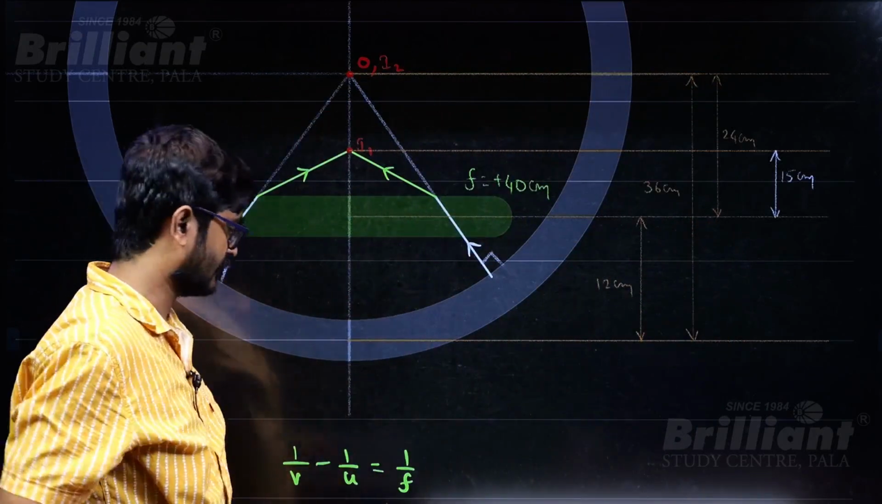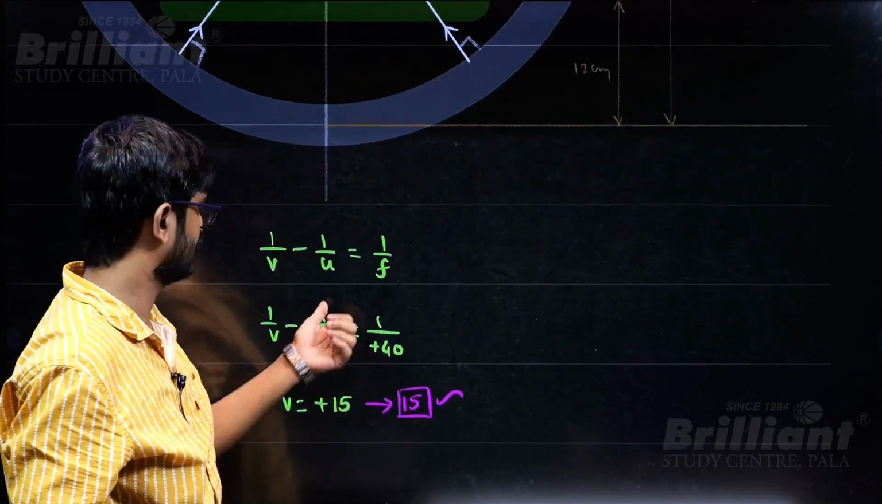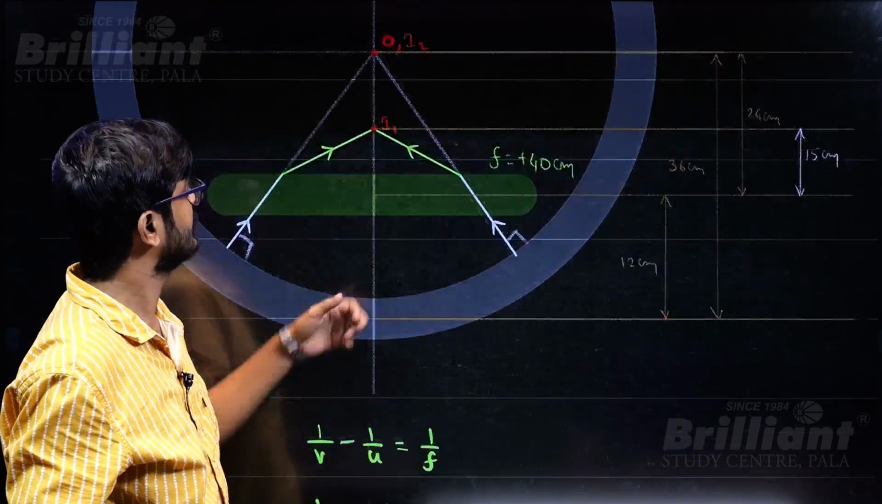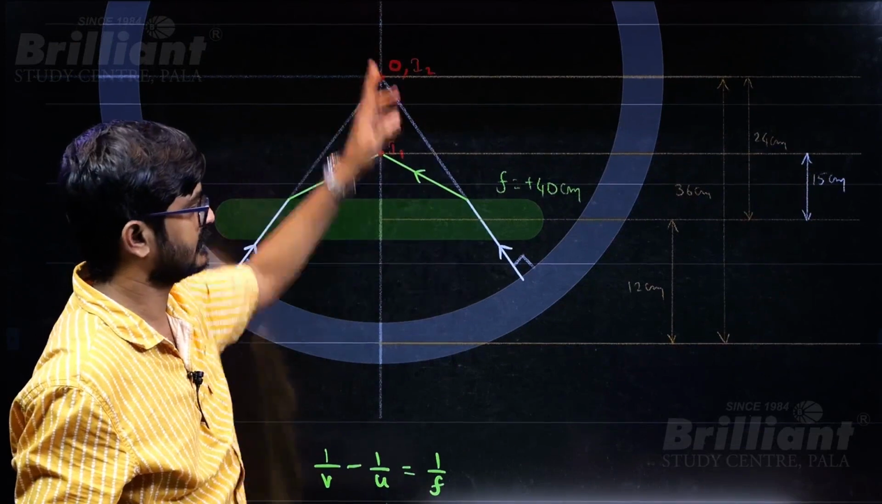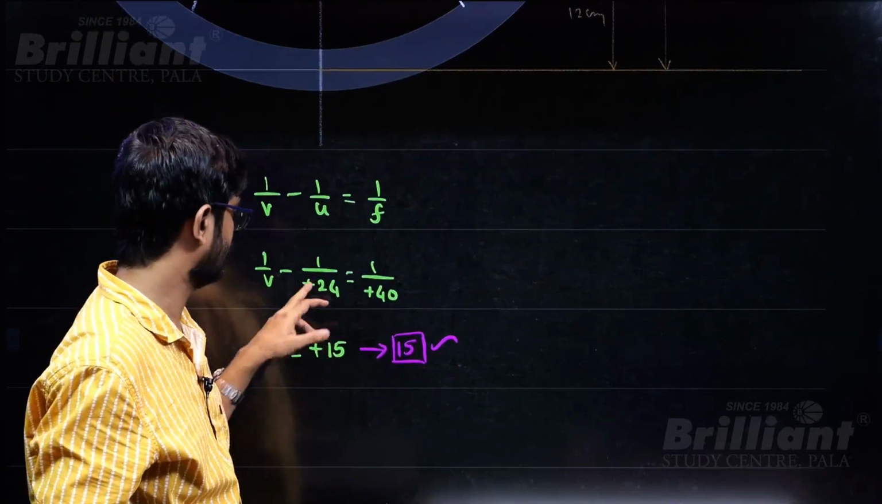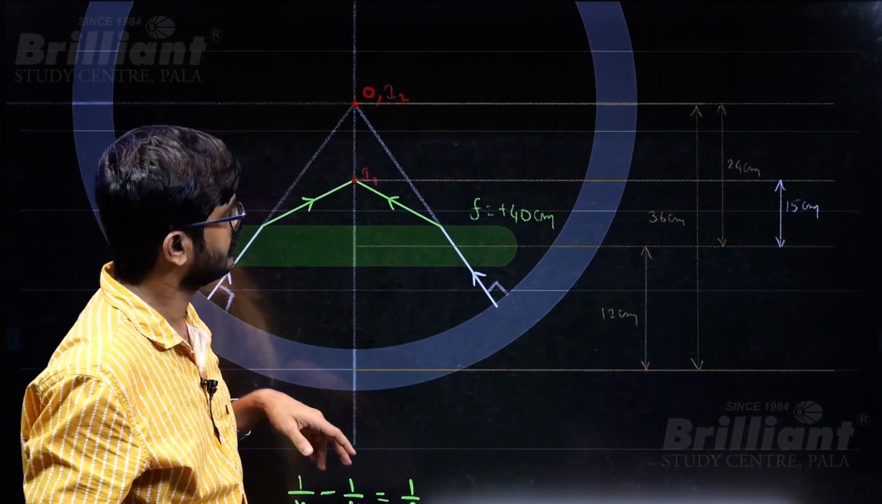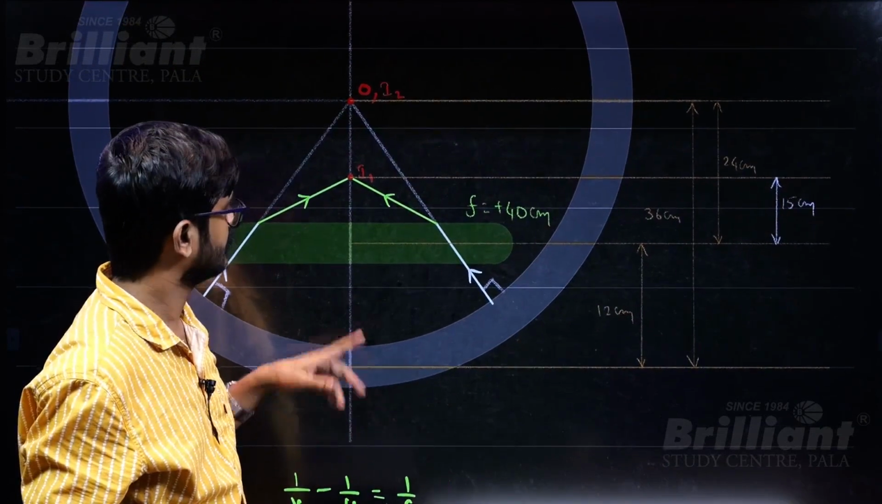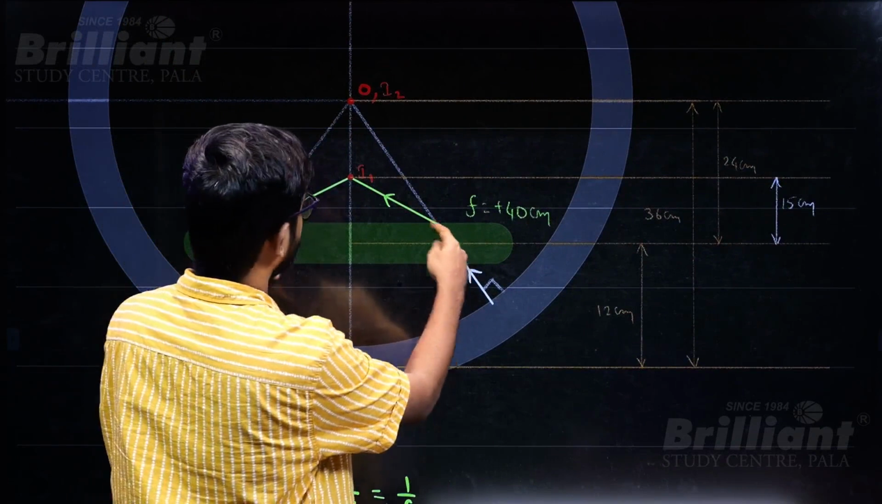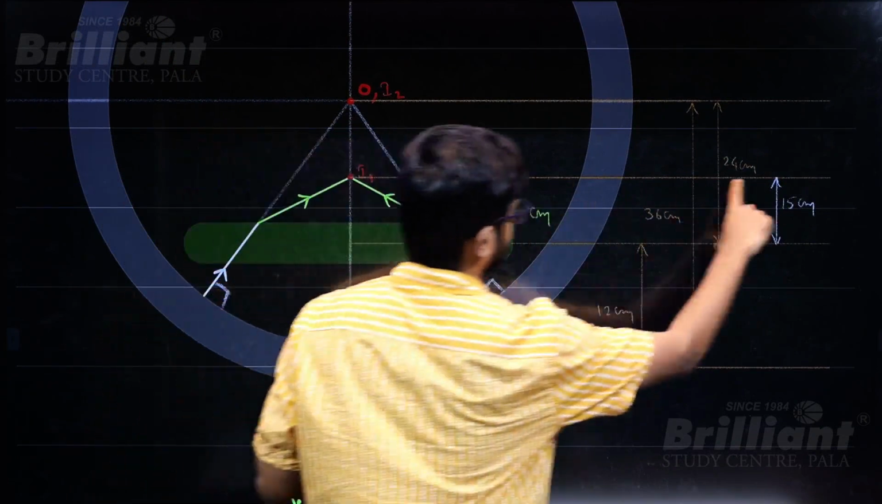So when you use the lens formula, you will be getting 1/v minus 1/u equals 1/f, and u is 24, and this is the positive direction. The incident ray is going this way, so plus 24. When you substitute, you will be getting v is plus 15. So the meaning is the image will be formed somewhere here where this distance is plus 15.